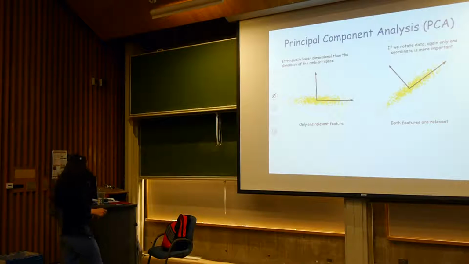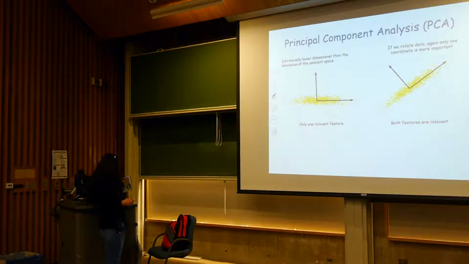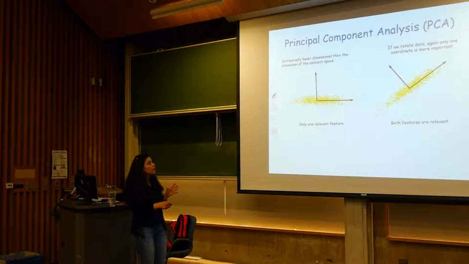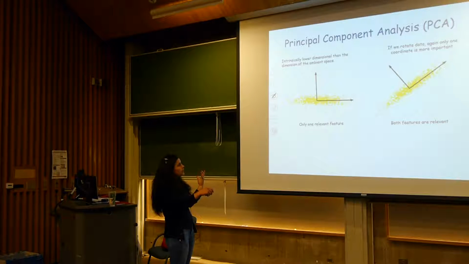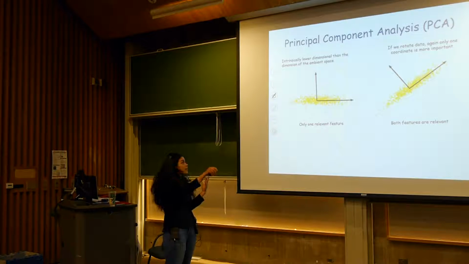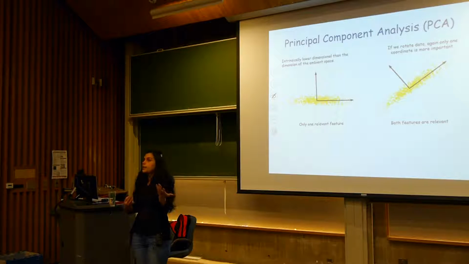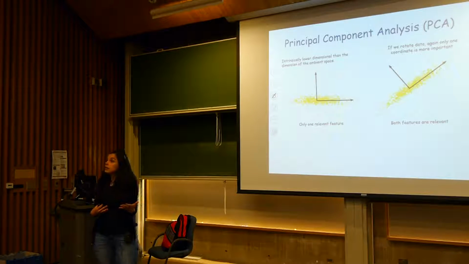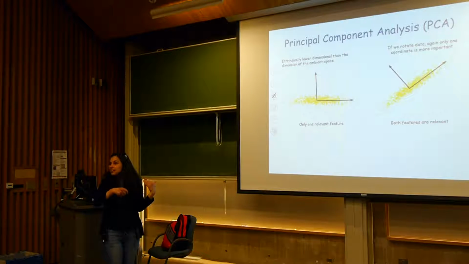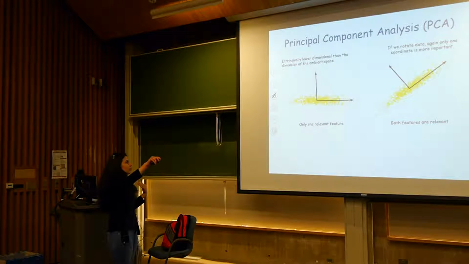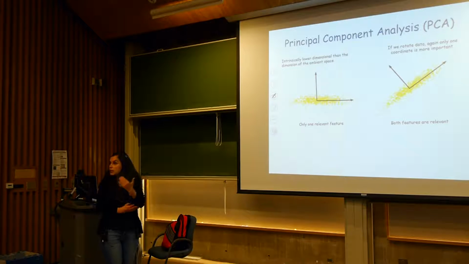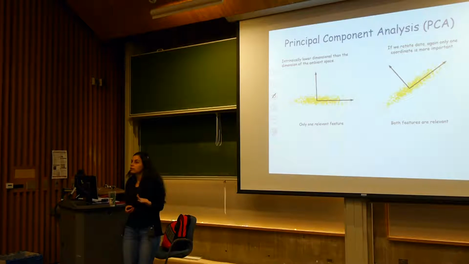Now a different case is the one on the right. If I look in the original representation, with the x-axis the first feature and the y-axis the second feature, it looks like both features are relevant, and they appear correlated. But if I rotate the data, and from this picture I get to this picture, with just a linear transformation or rotation, then I again get into a situation where only one coordinate is more important.